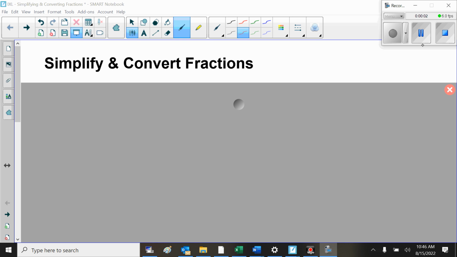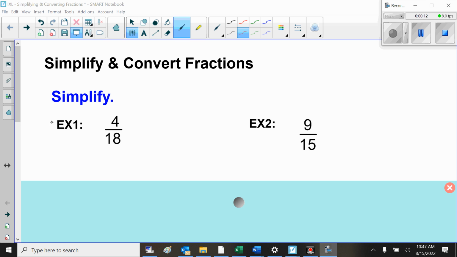So today we are reviewing topics from the 5th grade standards. Today's topic is simplify and convert fractions. So first we want to simplify. For example 1, we have 4/18.